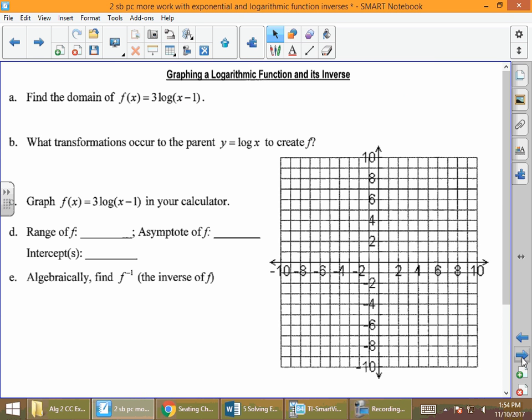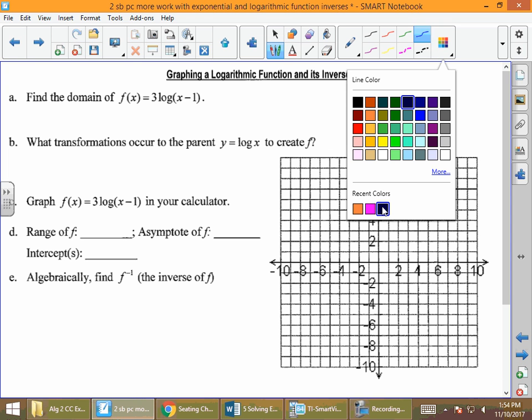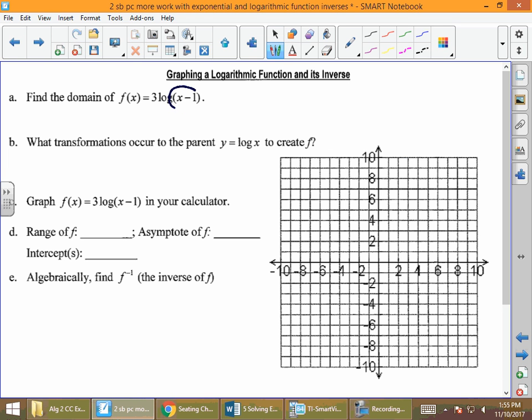And we're going to get still more practice with domain on these types of problems. It says, find the domain of f of x equals 3 log of x minus 1. Well, once again, when we start looking at the domain, this part of the logarithm only is where we start. And that value, in order for me to fit it in, has to be positive. So we're going to solve it just like we did our previous 3.